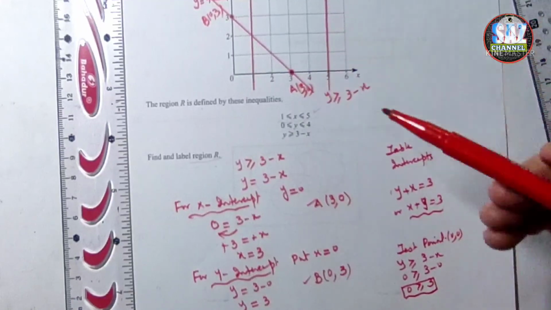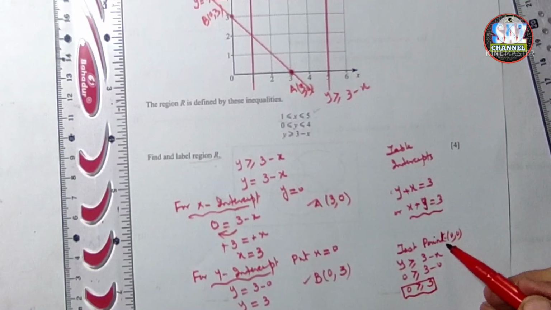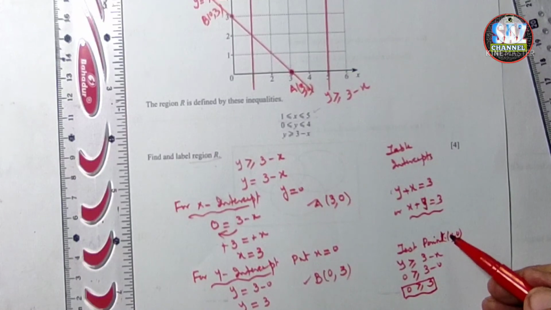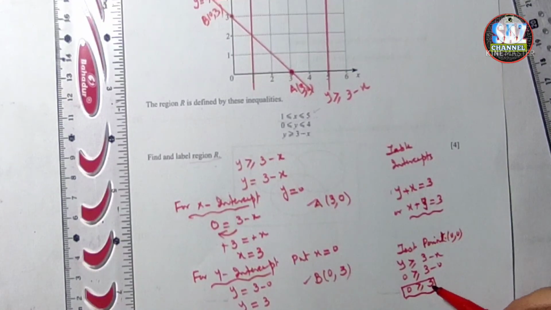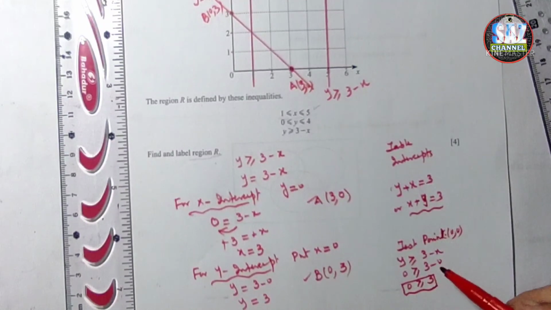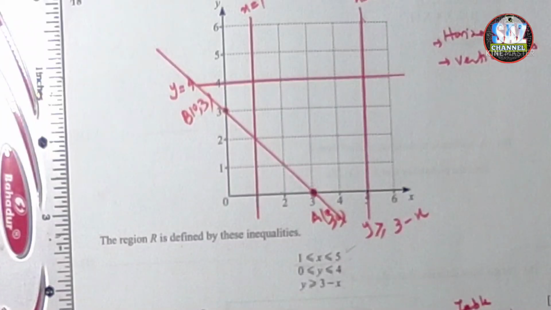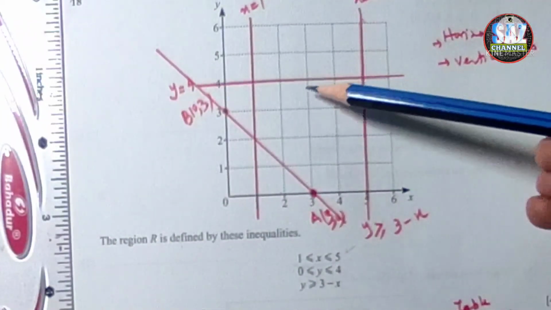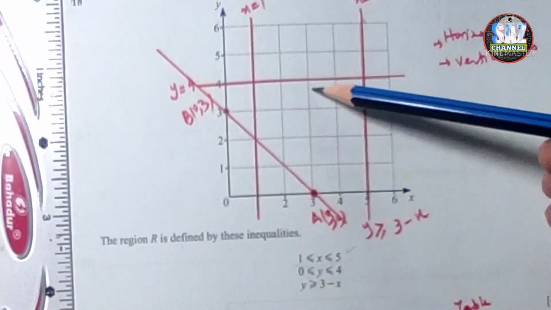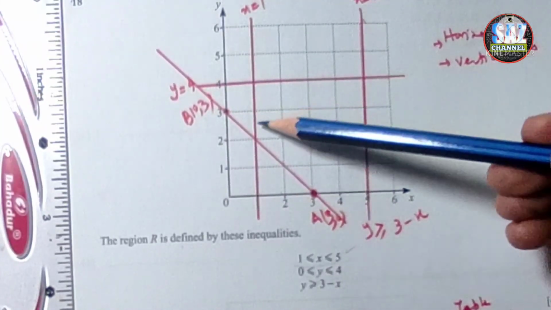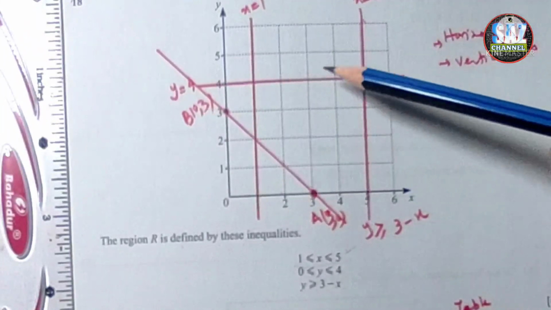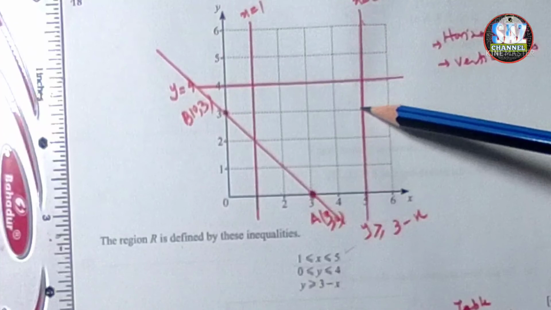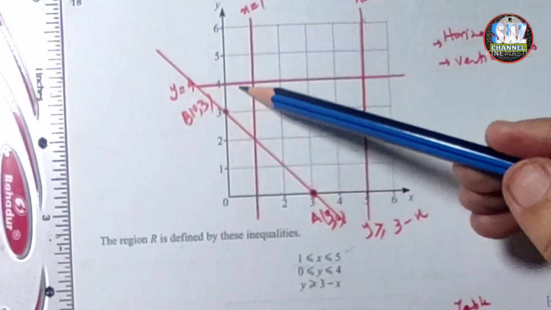So it means that shading for this condition will be on the opposite side of the origin. This is also one of the important points, how to decide on which side of the line you have drawn we are going to shade. As the test point is not satisfied, the shading will be on the opposite side of the origin. Now let's talk about the required region. The point has to remain less than 4, so it can be anywhere underneath this line, and it has to remain within these 2 lines, so under 4 and in between 1 and 5, and the point has to remain above this line.